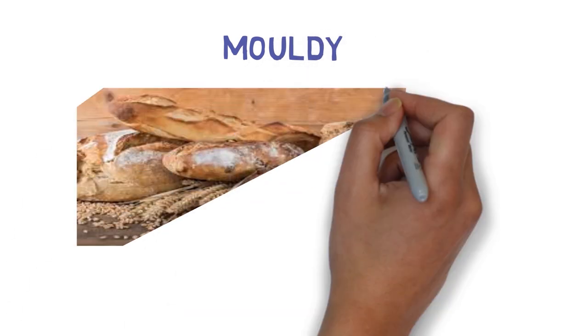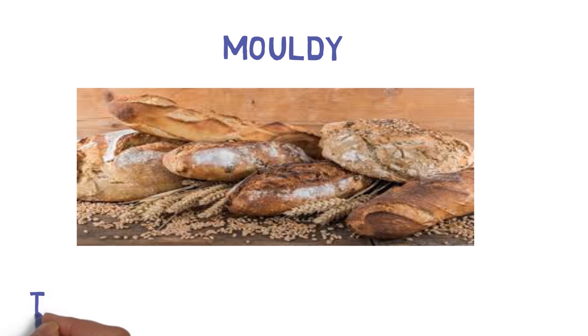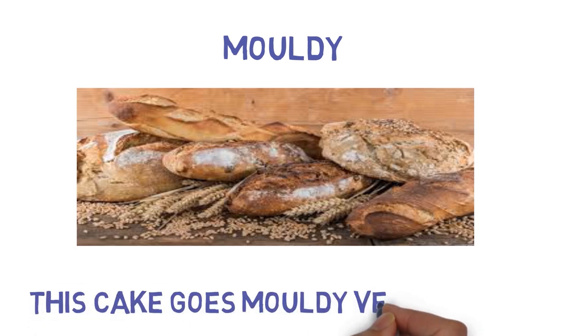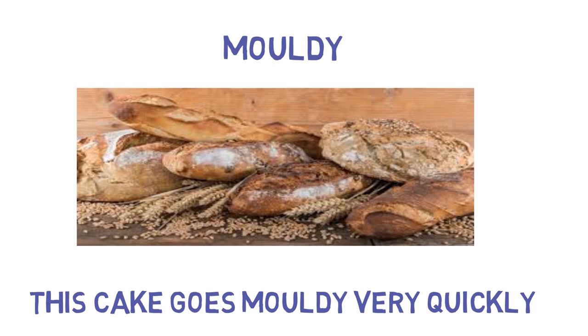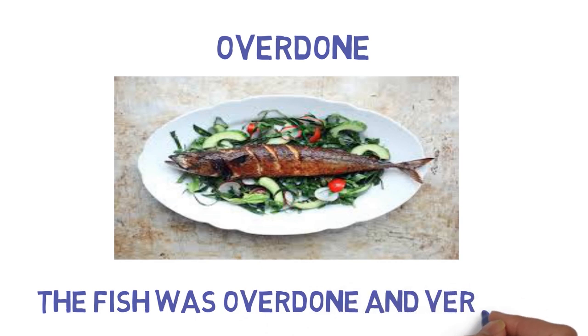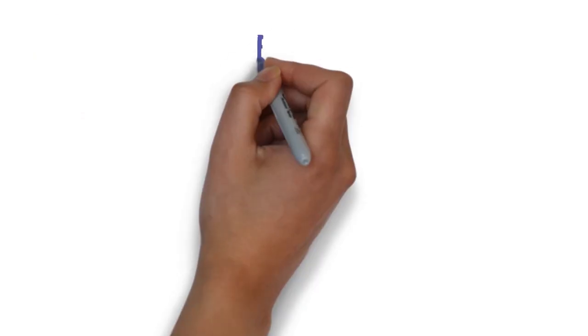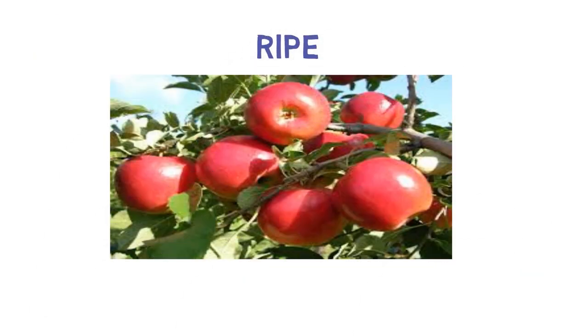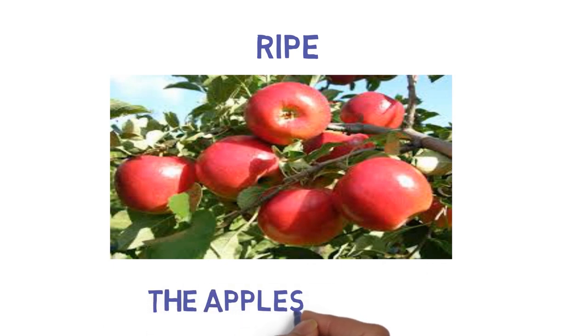Moldy. This cake goes moldy very quickly. Overdone. The fish was overdone and very dry. Ripe. The apples are ripe.